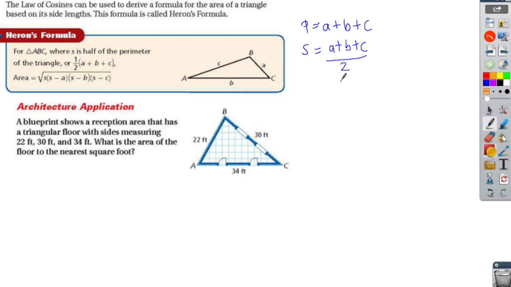Okay, the reason we're doing this is because we need to use that information, half of the perimeter, and plug it in for the formula. All right, so let's try it out with this example below.